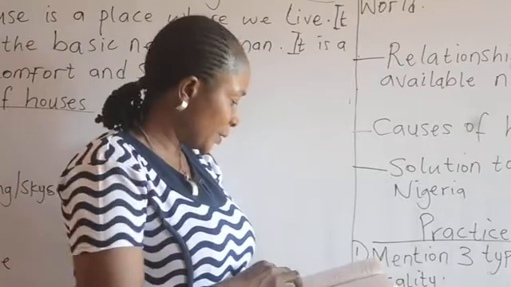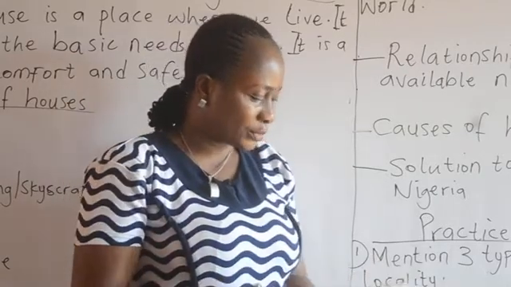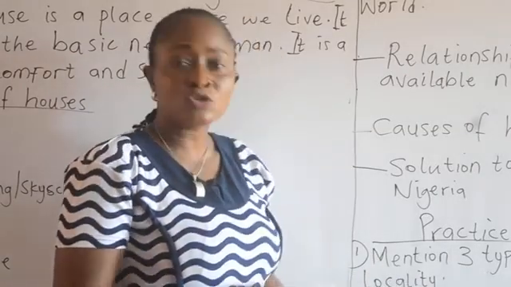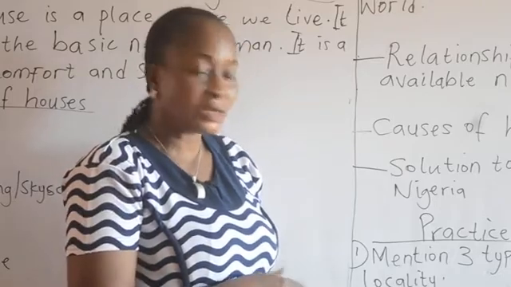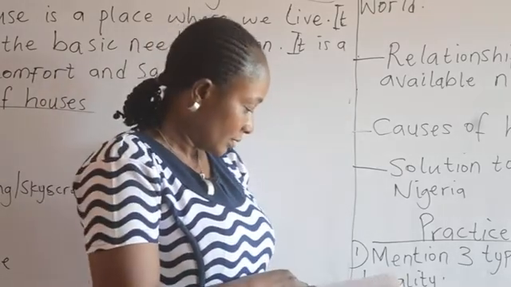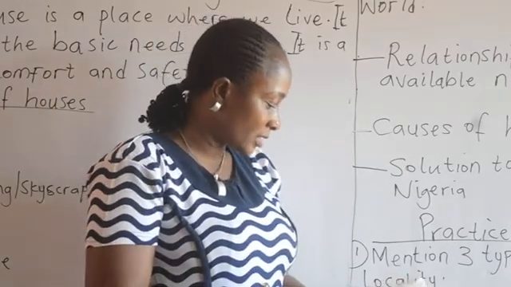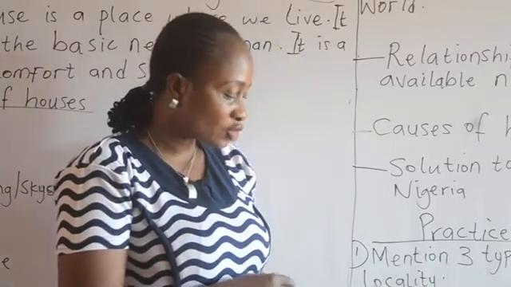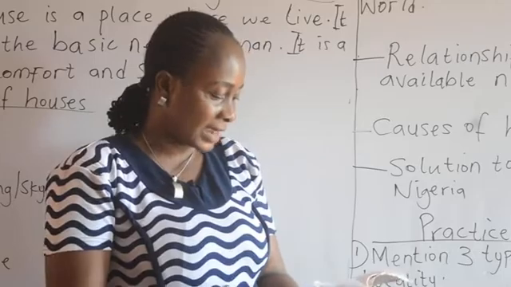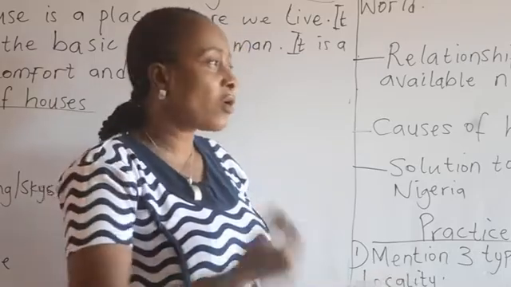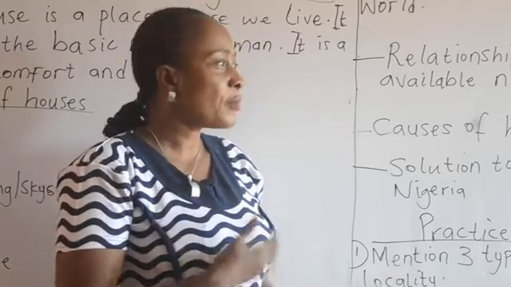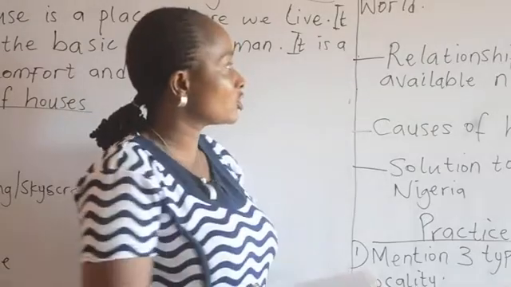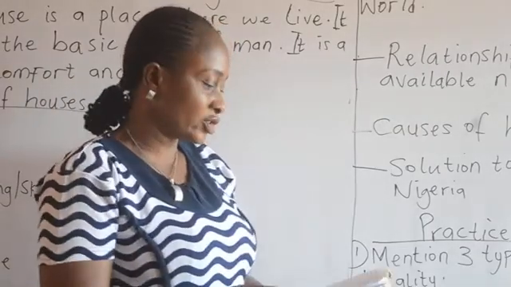Three, many people do not have enough money to build their own houses. So if you don't have money to build a house, there will be shortage. Four, the cost of building a house is too high. So because of that, we have shortage of houses in Nigeria and so many other causes. So many other things lead to a shortage of houses in Nigeria.